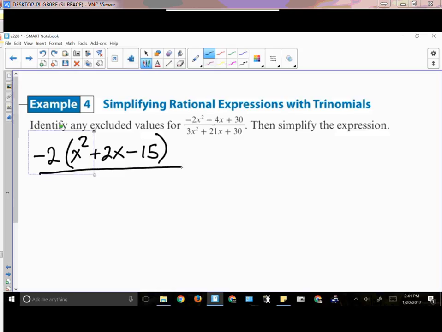I got a 3, a 21, and a 30. Hey, I can factor a 3 out of all of those, right? So what would I be left with? Well, then I would be left with x squared plus 7x plus 10. Okay. That's step 1. Now, we have to factor these quadratics. So we want to pull out any common value.